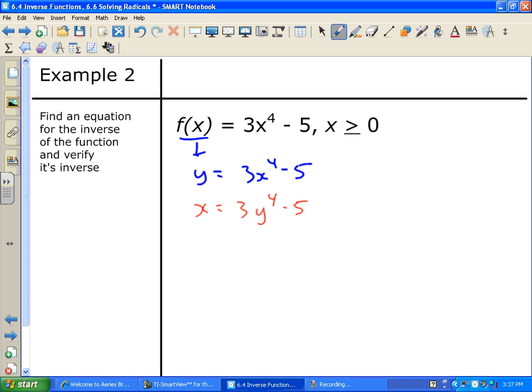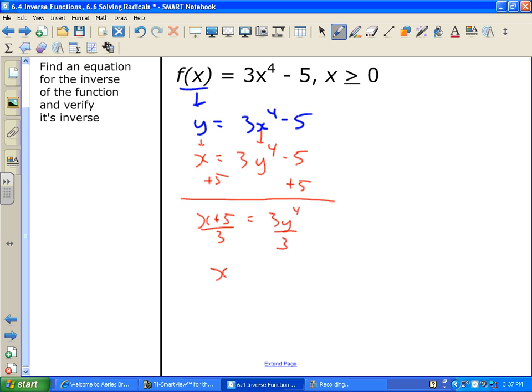And then I'm going to re-solve that equation for y. First thing I'm going to do is add 5 to both sides. That gives me x plus 5 equals 3y to the fourth. Next part of this problem, I'm going to divide both sides by 3. That's going to give me x plus 5 over 3 equal to y to the fourth.